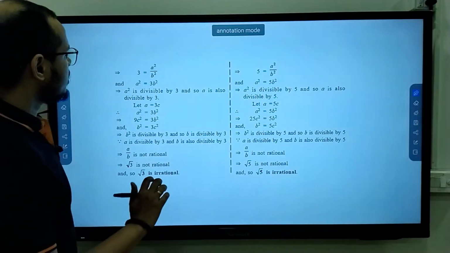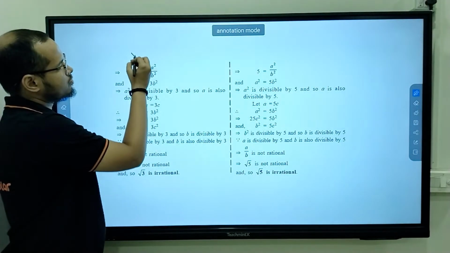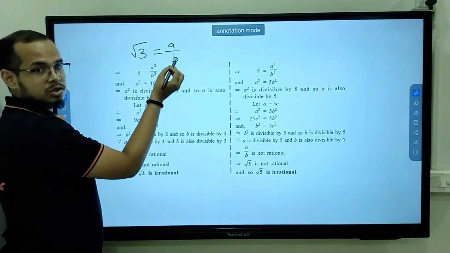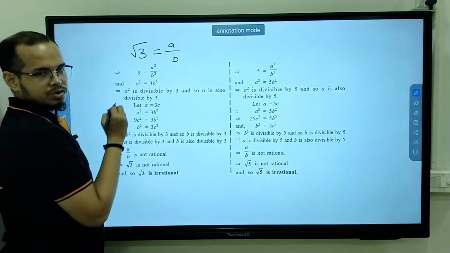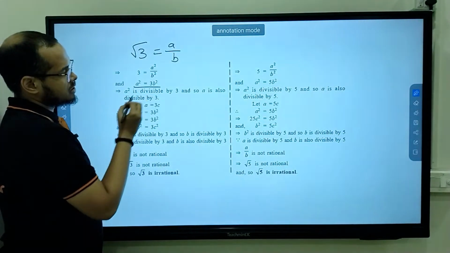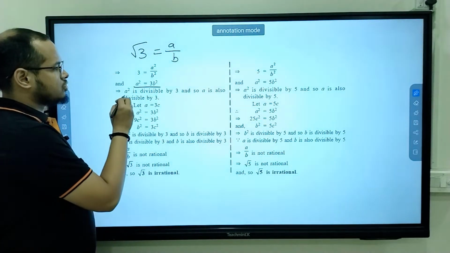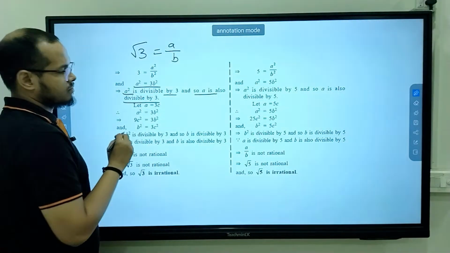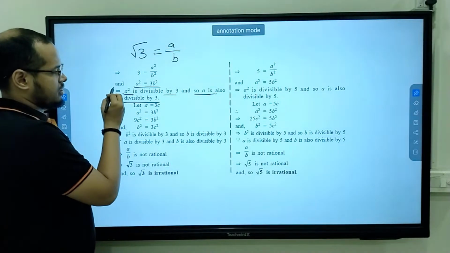See, we have understood what the first step was. Root 3 is equal to a by b. After squaring both sides, we get 3 is equal to a square by b square. So a square is equal to 3b square. So a square is divisible by 3, and so a is also divisible by 3. So what is this statement?